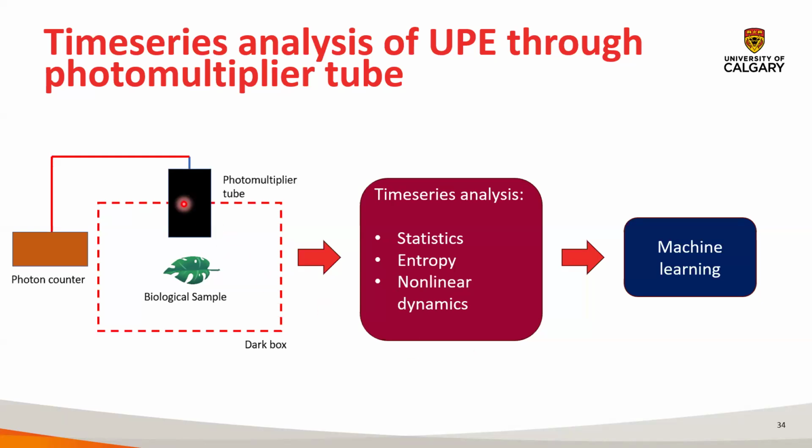So we use the photomultiplier tube, just take UPE signals for about 5 minutes. And this is in the form of a one-dimensional time series. And that time series goes through a set of pre-processing where we determine quantities, including the statistics, the entropy, and the nonlinear dynamics of the system. And these are all plugged into a machine learning model that classifies if the leaf is healthy or stressed.